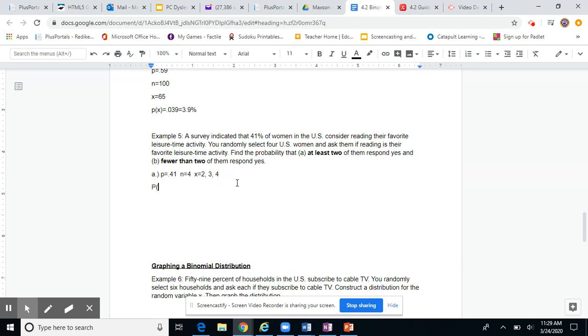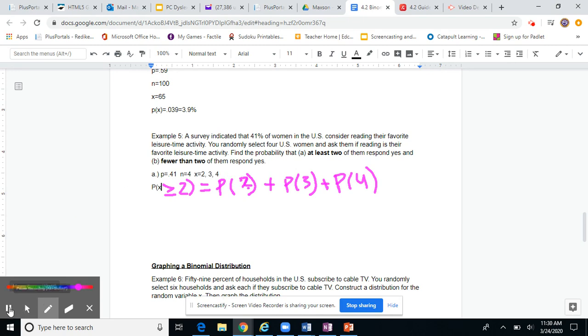So when we find our probability of x being at least 2, we are going to write x is greater than or equal to 2. And I just did that in the marker because there's no symbol on here for that. So what that means is we have to find the probability of 2 plus the probability of 3 plus the probability of 4. So you're adding in each of those probabilities. We have to find 3 different probabilities because x could be 2, 3, or 4.